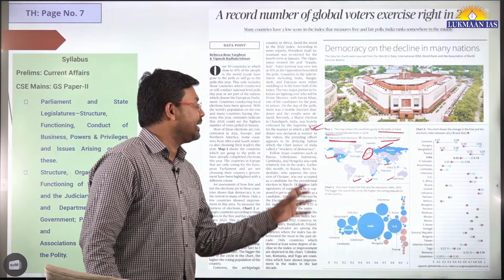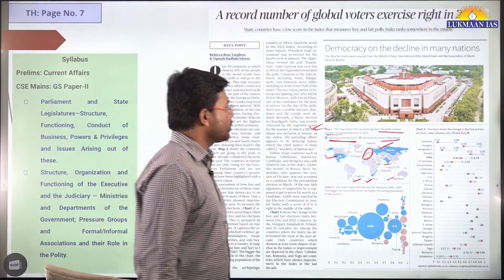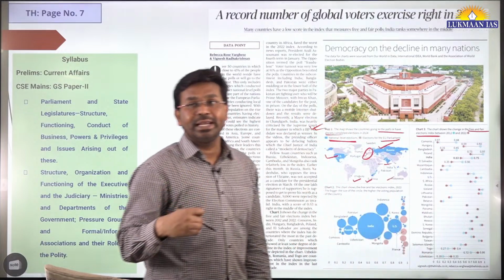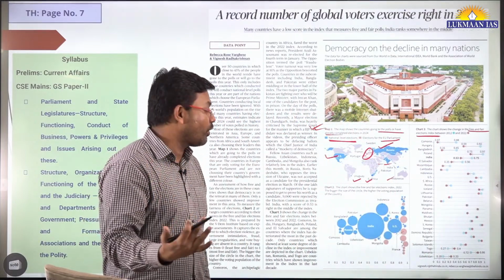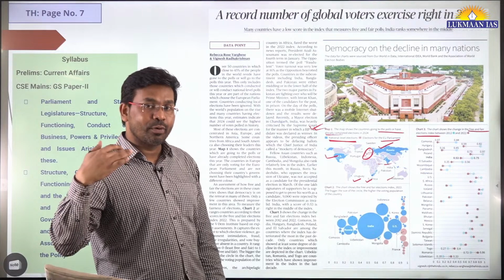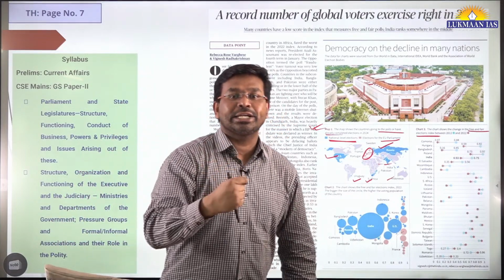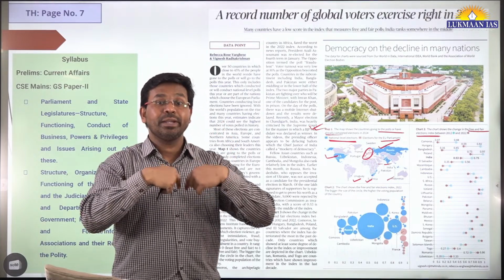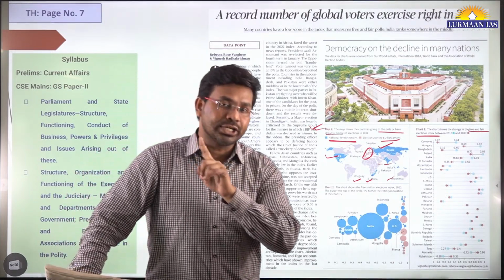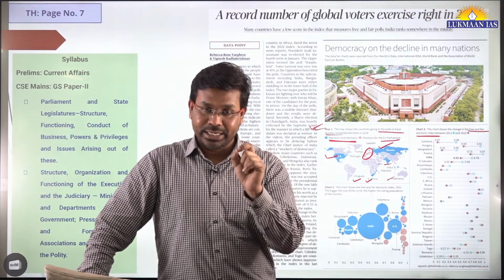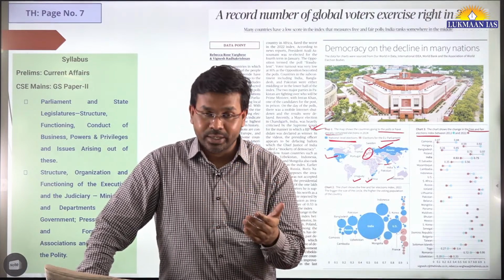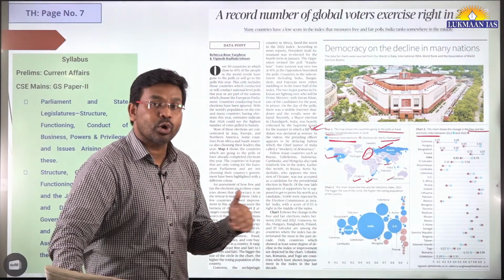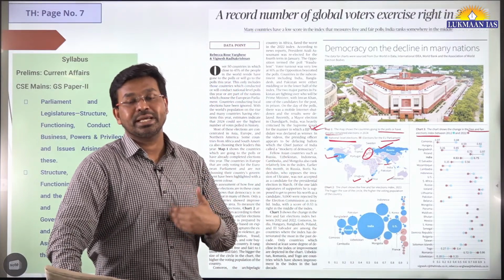And here they have talked about an index known as the Free and Fair Elections Index. In this index, many countries perform very poorly, and some countries perform exceptionally. The Free and Fair Election Index covers those countries where elections happen freely and fairly, without election rigging, without corruption, without any kind of violence. So this index talks about how fairly and how freely elections are conducted.